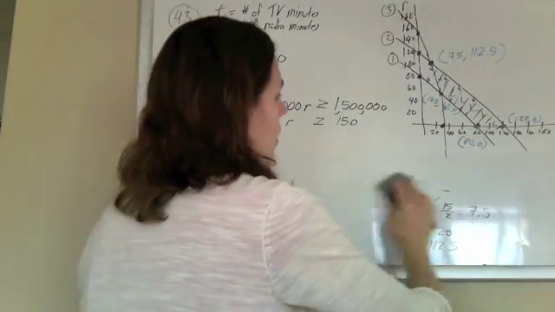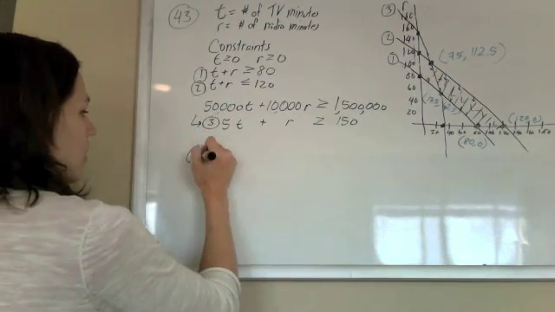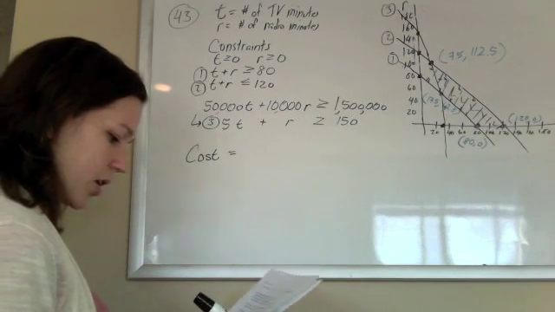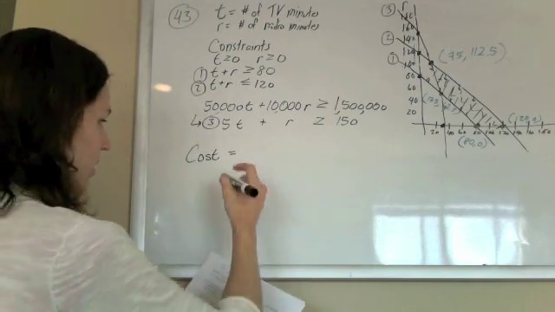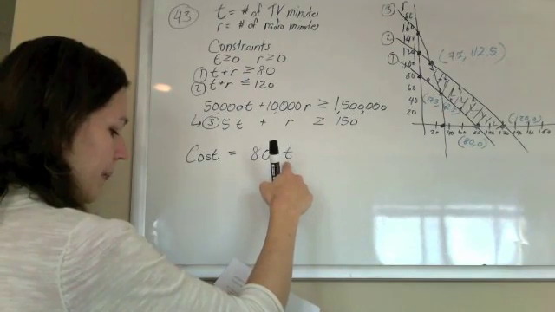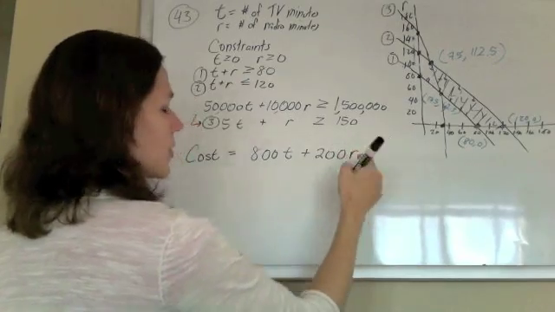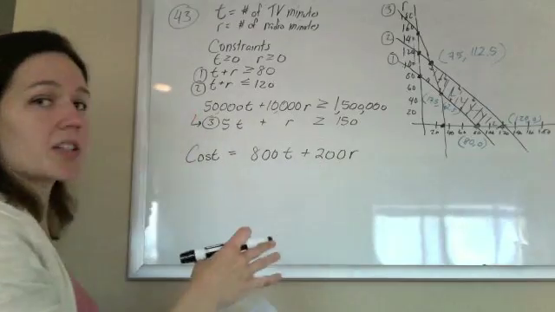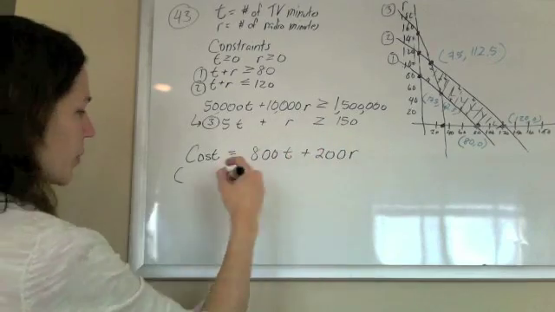So my cost function is given by, it says the cost of advertising on television is $800 per minute. So 800 times the number of minutes for TV. And then radio is 200 per minute. So I have to add $200 for every minute of radio. And so one of these, just plugging and chugging them in, is going to give me a minimum cost.